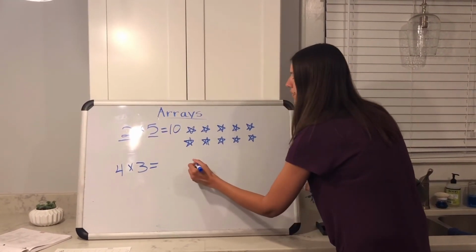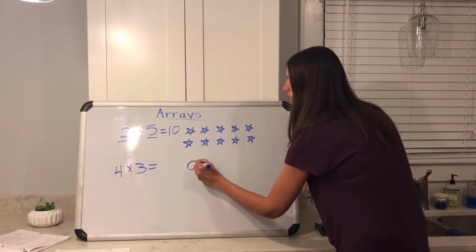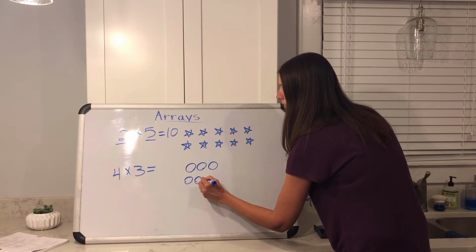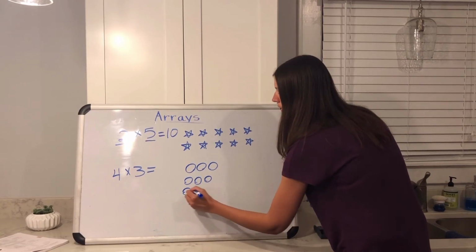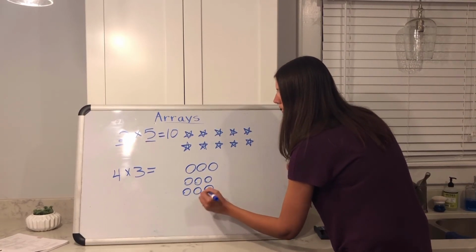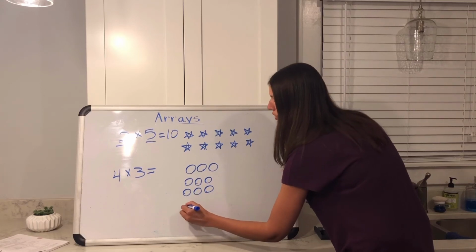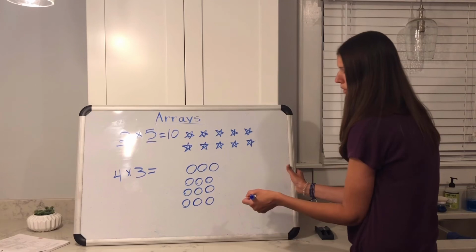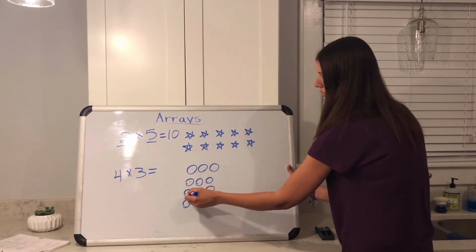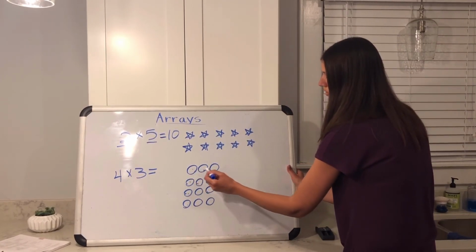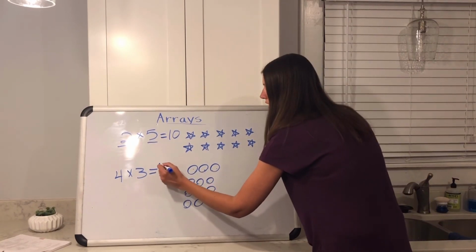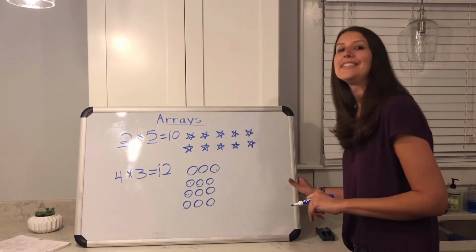So this time I'm just going to use circles. 1, 2, 3. 1, 2, 3. 1, 2, 3. That's 3 rows so far. I need 1 more. 1, 2, 3. I have 4 rows now. 1, 2, 3, 4. I have 3 in each row. 1, 2, 3. And 4 times 3 is 12. So that is how you do arrays.